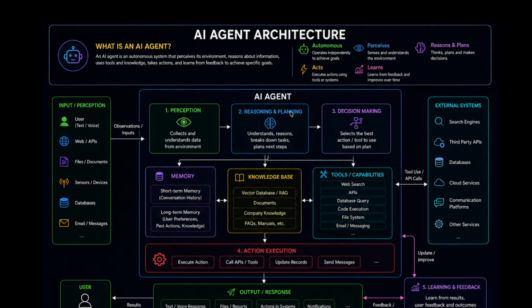This AI agent has 5 different stages or components, we can say. The first one is perception. It collects and understands the data from the environment. That data could be user input. As a user, I am sending different messages, which could be in the form of text or voice, and the input can come from an API or different web searches. It could be from different files, documents, a database, email. It could be anything which acts as an input. Based on that, it will collect and understand the data that is coming in.